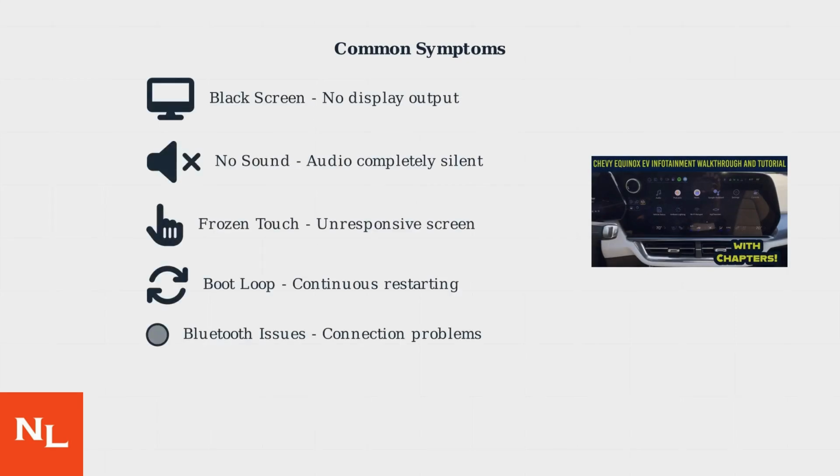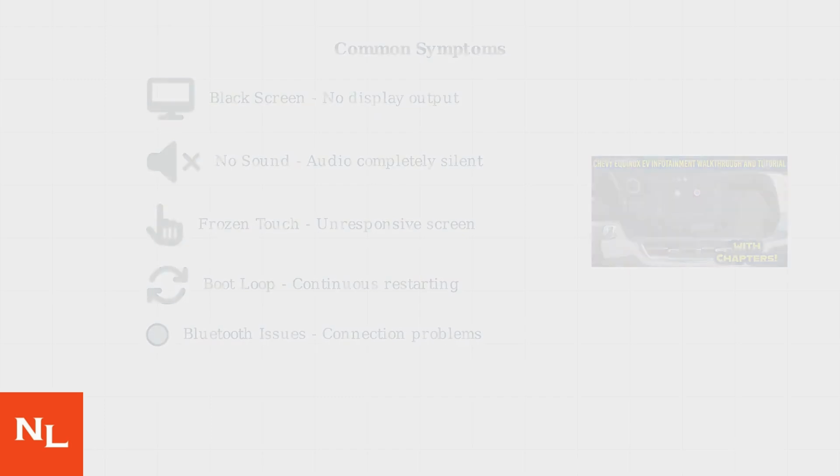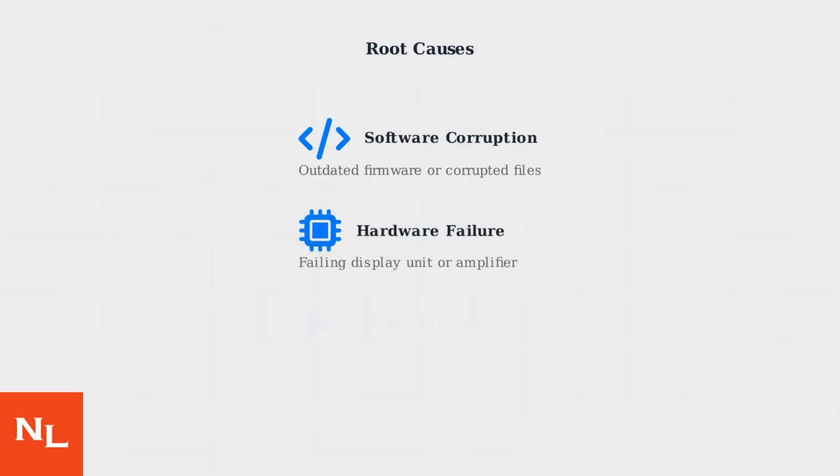The most common issues include a completely black screen with no display output, no audio from any source, an unresponsive touchscreen, a system that keeps restarting in a boot loop, or Bluetooth connection problems. The root causes typically fall into three main categories: software corruption from outdated firmware or corrupted system files, hardware failure involving the display unit, amplifier, or control modules, and electrical issues like blown fuses or loose connections.